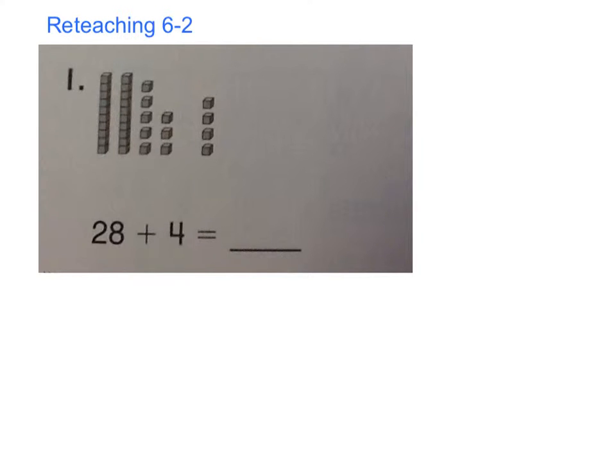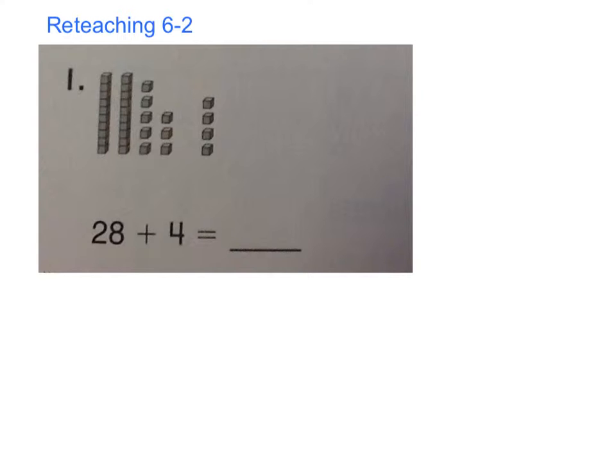This is for the reteaching page 6-2. We have learned that 10 ones make a set of 10, and we will be using this concept for the next few problems. Please check that you are on reteaching page 6-2. This is written at the top of the homework page. Let's look at problem number 1.